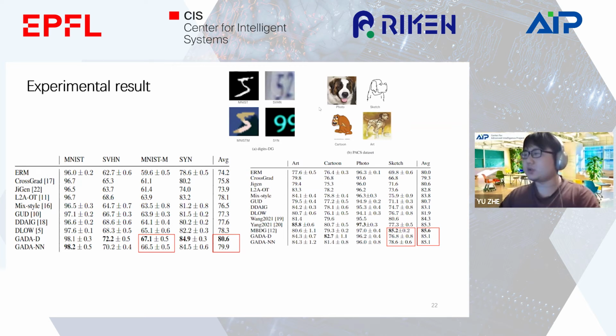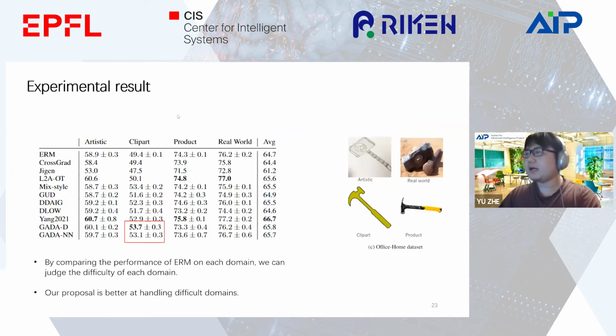On these 2 datasets, on the digits dataset, both of our proposals, GDD, which is our proposal with the linear distributions, and GDNN, which is our proposal with a domain code NN, achieve the best performance among all competitors. And for the PACS dataset, our result is close to the state-of-the-art method, MBDG. The third benchmark is the Office-Home dataset. It also has 4 domains, and we also follow the leave-one-out principle to conduct the experiment.